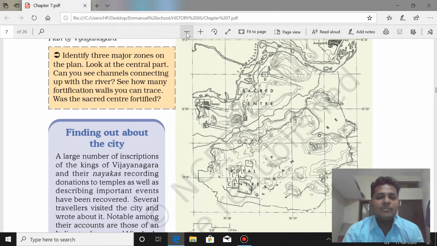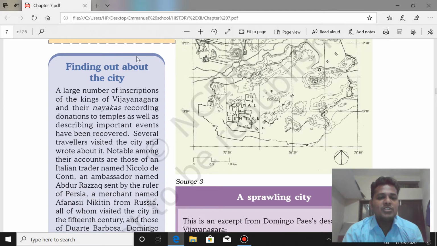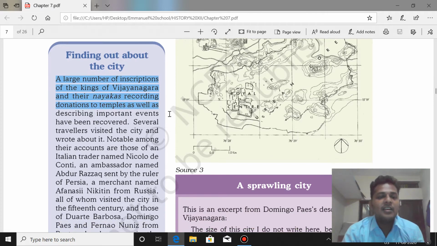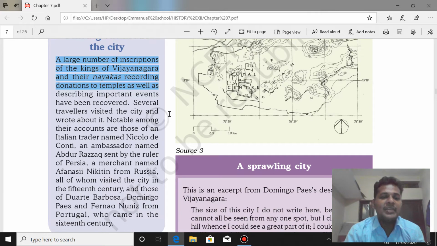Fine. Finding about the city. The large number of inscriptions of the kings of Vijayanagara and the Nayakas, recording the donations to the temple as well as describing important events, have been discovered. Several travelers also visited the city and wrote about it.